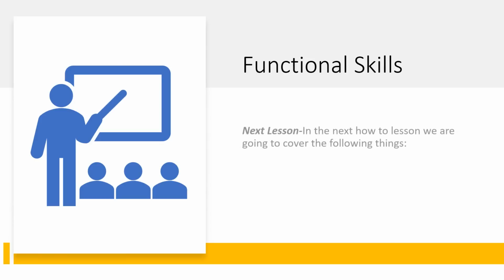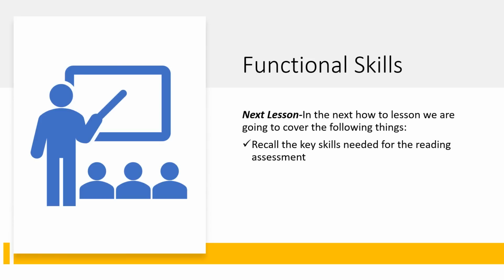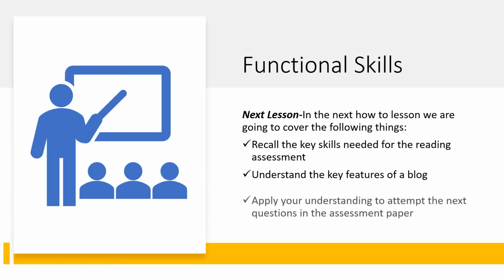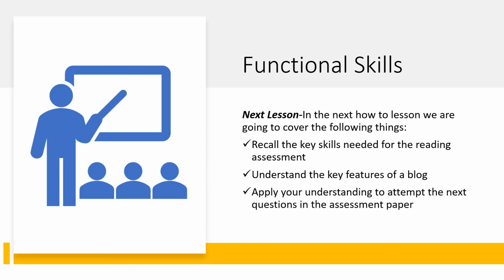In our next lesson, we're going to be going over the following things. We're going to recall the key skills needed for the reading assessment. We're going to understand the key features of a blog when we look at our source B. And then finally, we're going to apply our understanding to attempt the next 10 questions in the assessment paper.